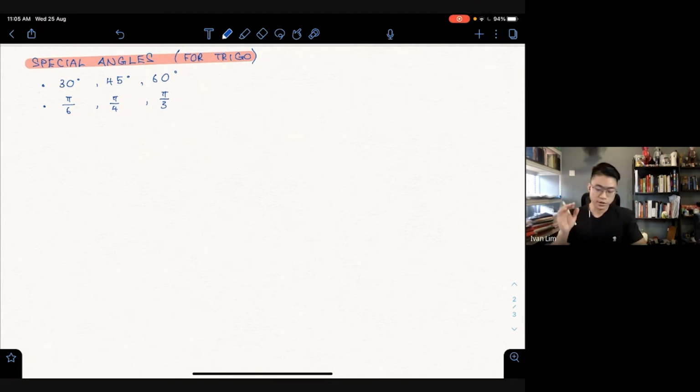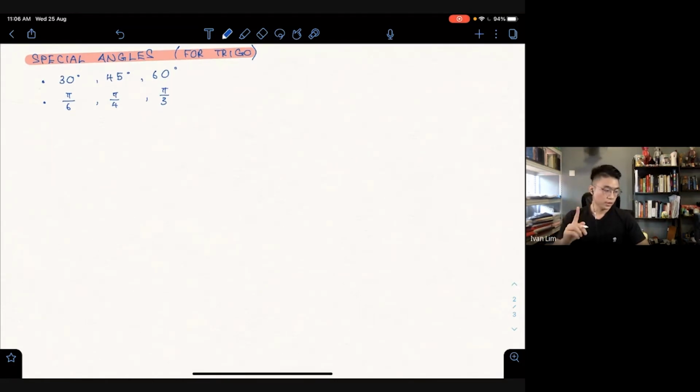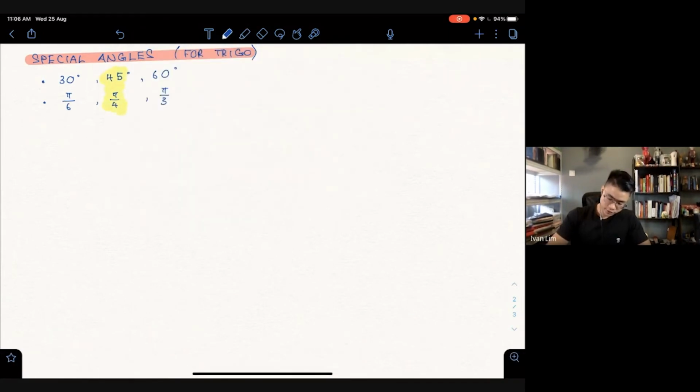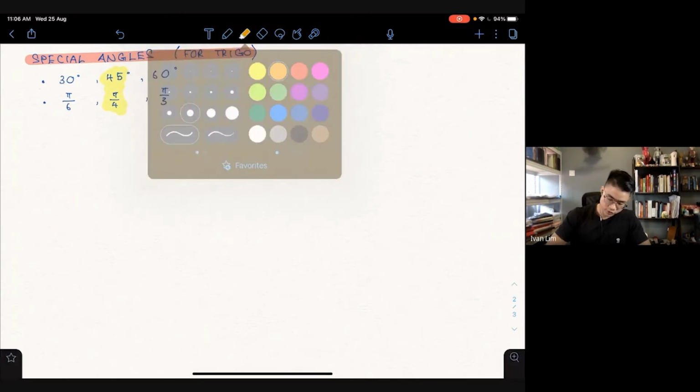Now I'm going to teach you how to use these two special triangles to solve for 30, 45, and 60 degrees. That means I want to find sine, cos, and tangent for 30, for 45, and for 60 degrees. Two triangles, and you all have to know how to sketch them, so I want you to try drawing them too. The very first triangle is for 45 degrees only. Then 30 degrees and 60 degrees come from the same triangle.